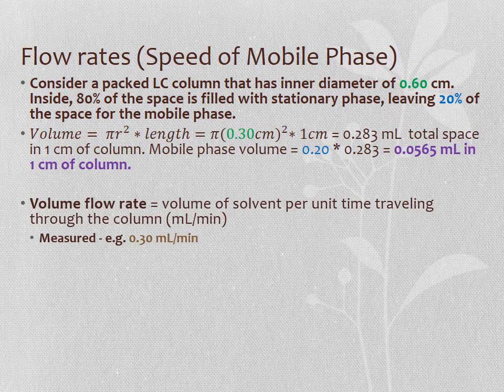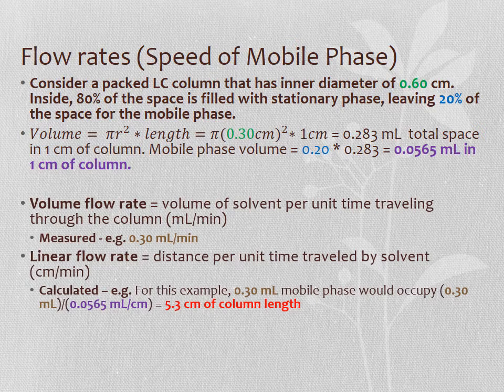The volume flow rate is the milliliters per minute of solvent passing by, and you measure this. You basically put flow through and you get the volume of how much came out in a minute. The linear flow rate is the distance that a solvent is going to travel per unit of time. And so this is centimeters distance down the column per minute. And so you calculate this, and you ask, well, 0.3 milliliters would occupy how much column length? Because 0.3 milliliters is what came out in a minute.